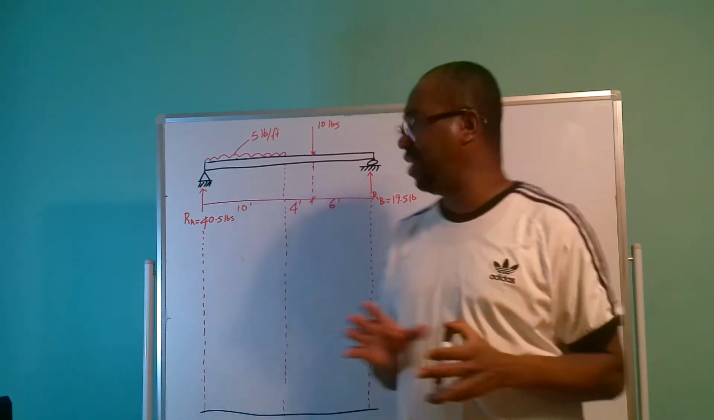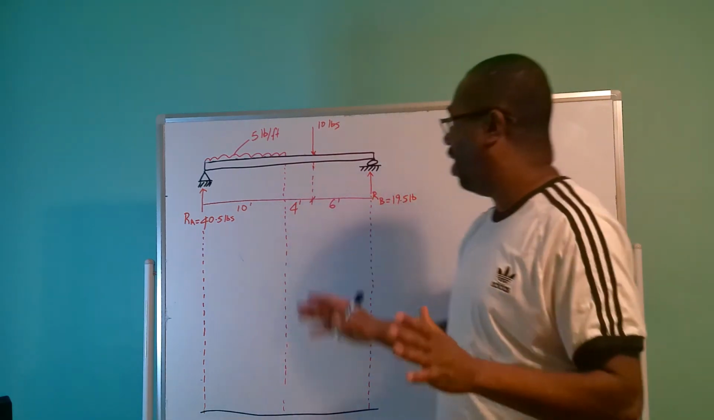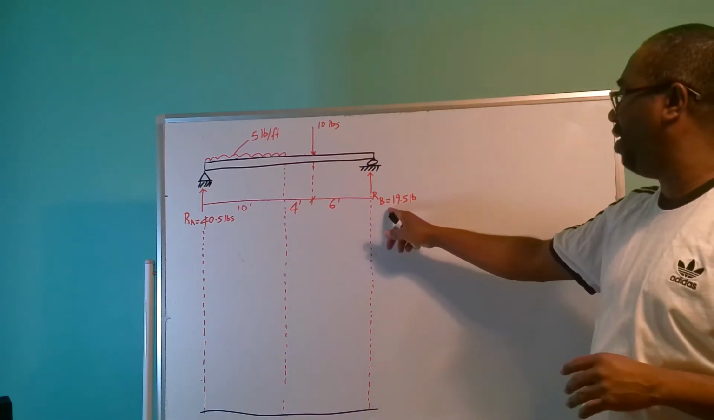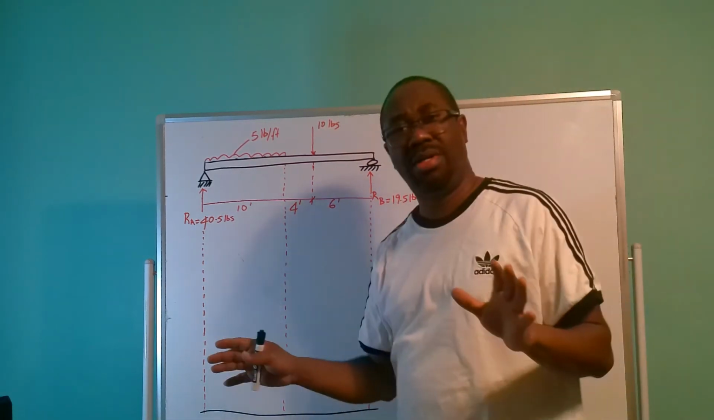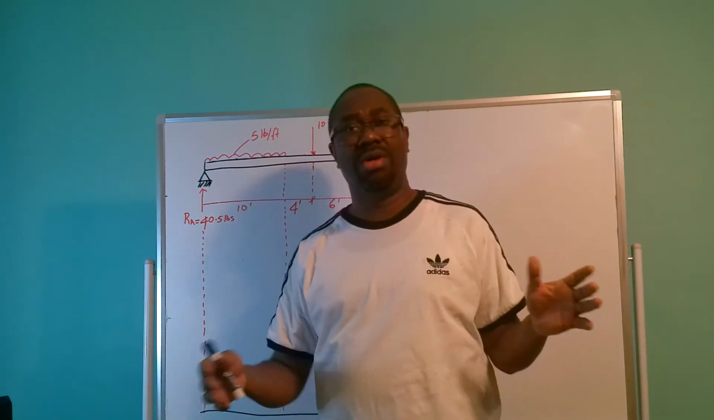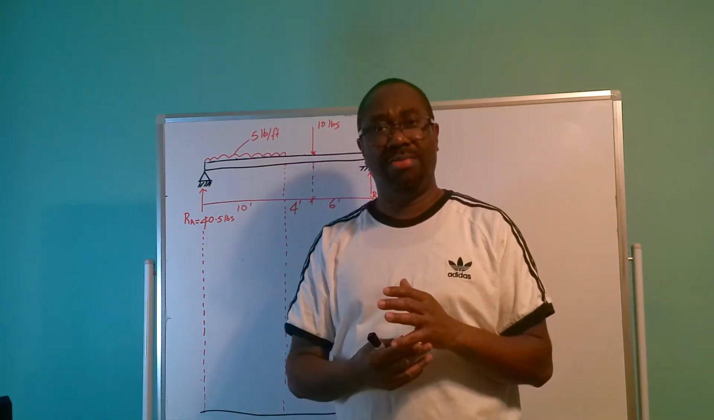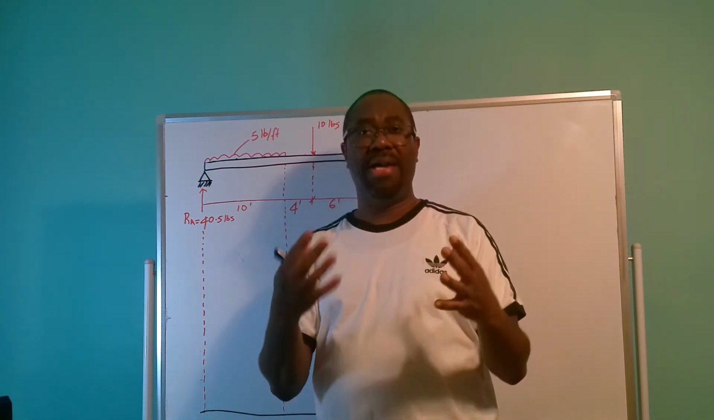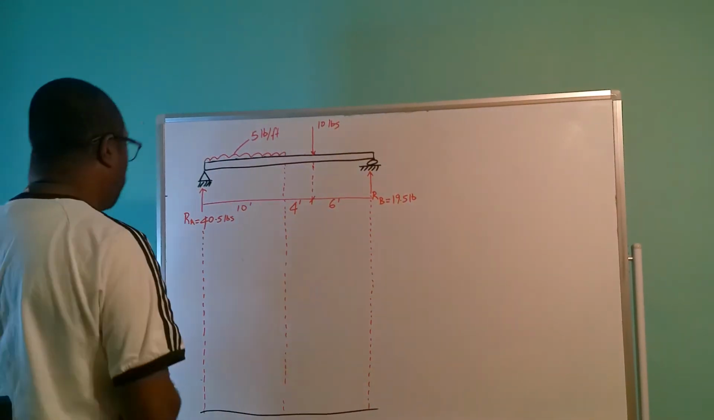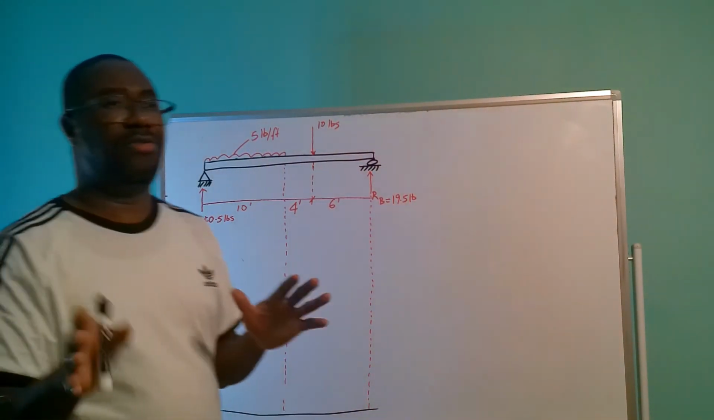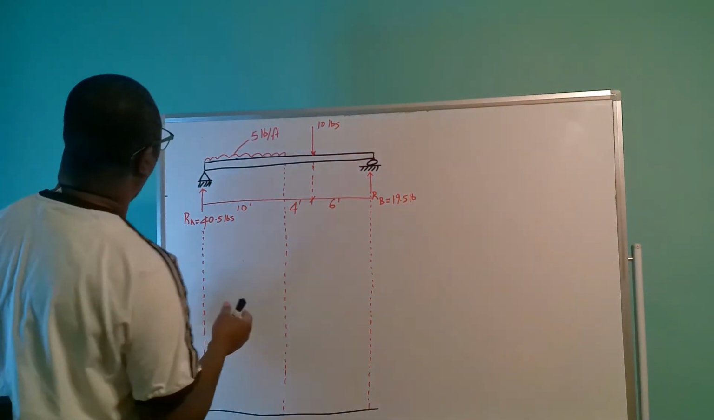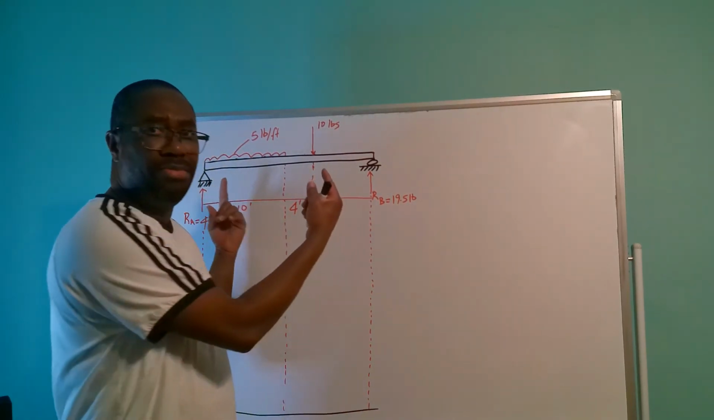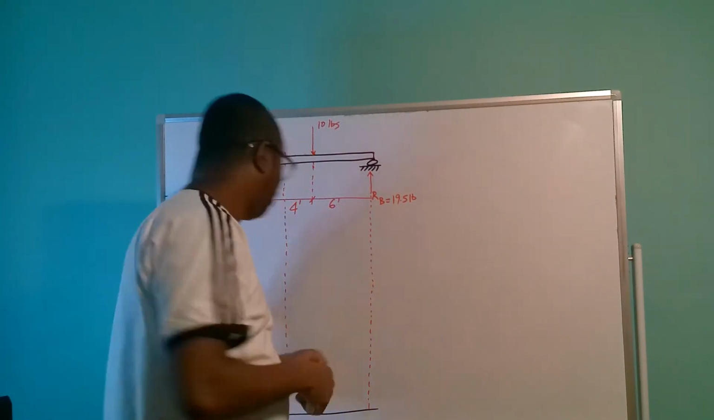Having calculated the reaction at A to be 40.5 pounds, and the reaction at B to be 19.5 pounds, I can now move into plotting my shear force diagram and my bending moments diagram to determine the maximum bending moment. So in order to plot your shear force, the first thing you should observe is the forces that are going up as against the forces that are coming down.